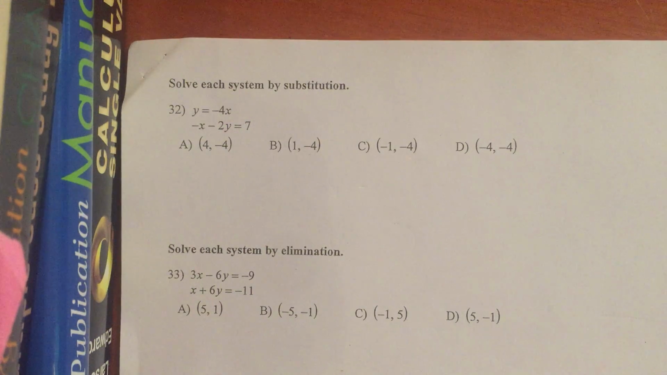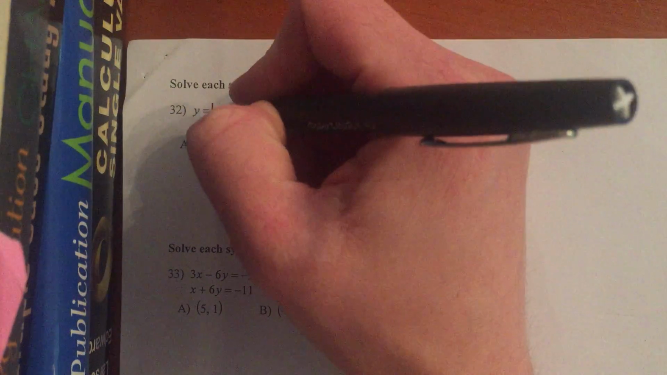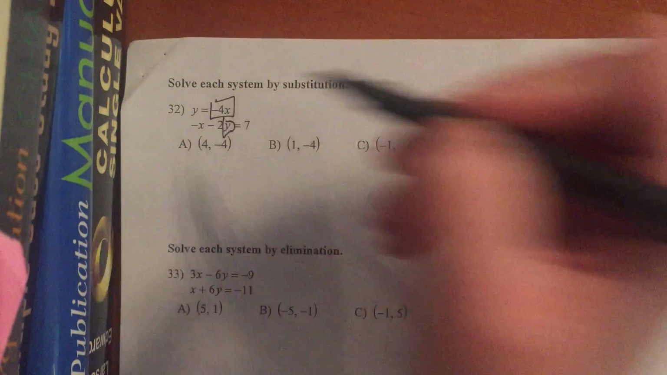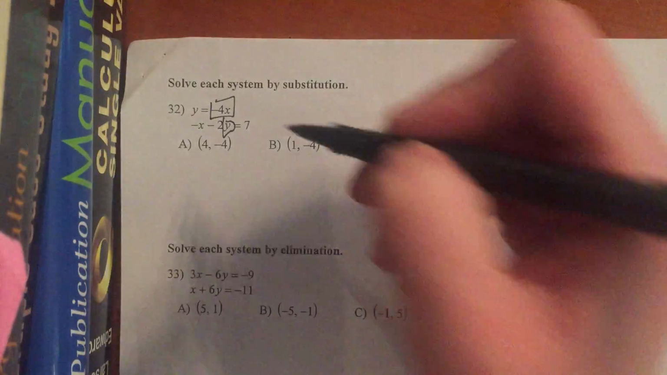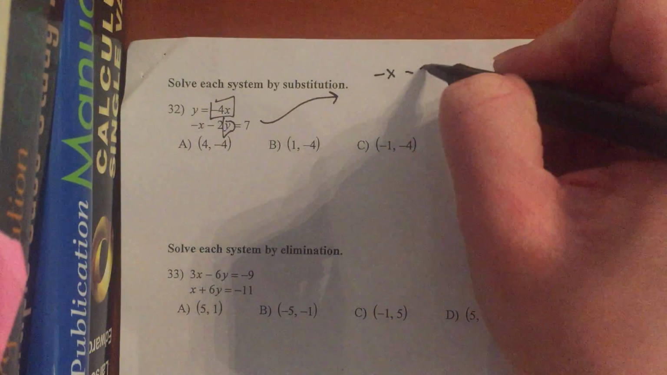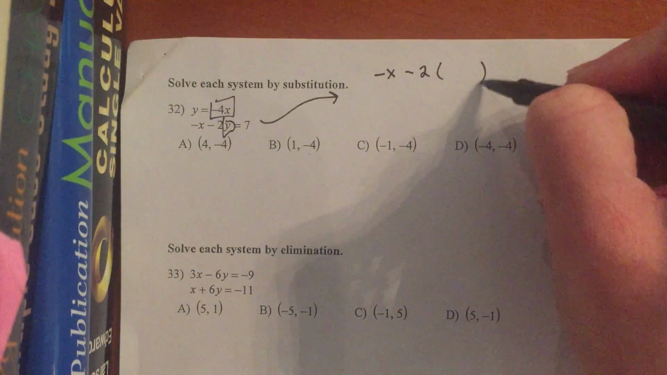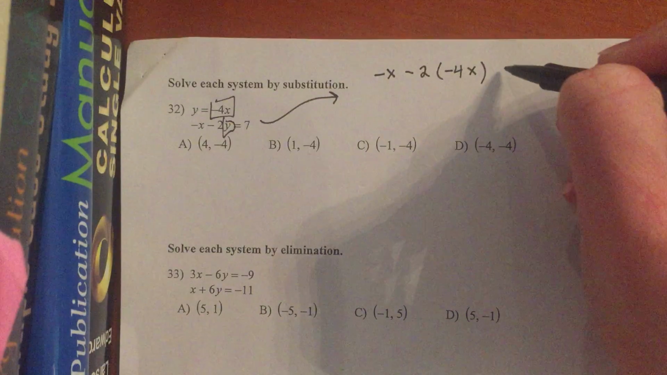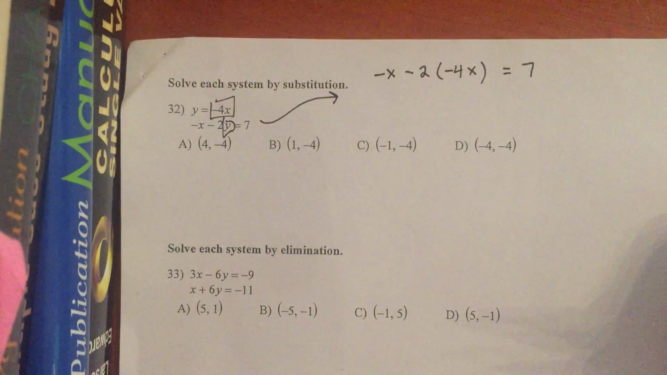Solve each system by substitution. So y equals negative 4x. That means I can replace y with that negative 4x. I'm going to take this equation and write negative x minus 2, but instead of y, that's where I'm going to replace it or substitute it with negative 4x. Finish the equation, equals 7.